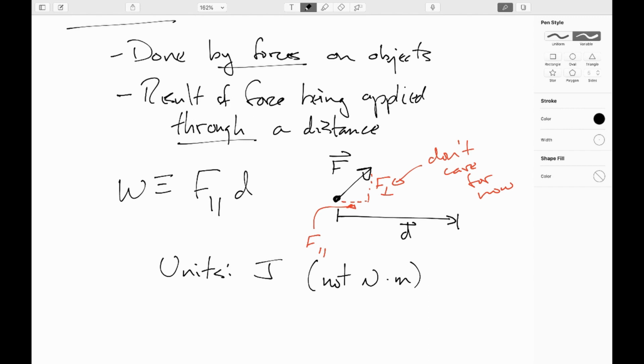Okay, and work has a sign, because if, as I drew it here, the parallel component of force is pointing in the same general direction as the displacement, that would be a positive sign. And here, this would be causing the object to accelerate in this direction. So we would be picking up speed. So positive work will correspond to the object picking up speed.